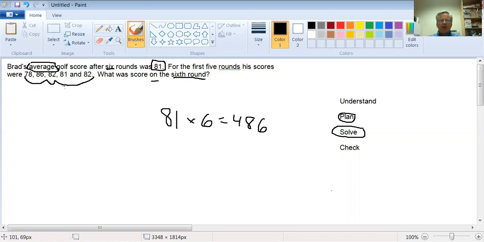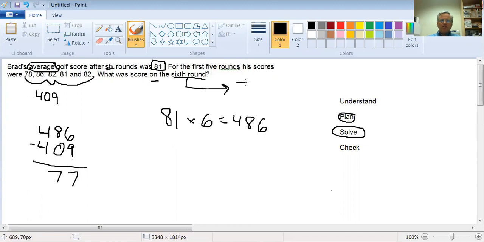Now add up the 5 rounds that I have, and my off-screen calculator tells me that gives a total of 409. So the missing score is going to bring that 409 up to 486. If I subtract 486 minus 409, that should tell me what the missing score will be. With my off-screen calculator doing the heavy lifting, I find that the missing score is 77. So what's the score for the 6th round? That is going to be 77.